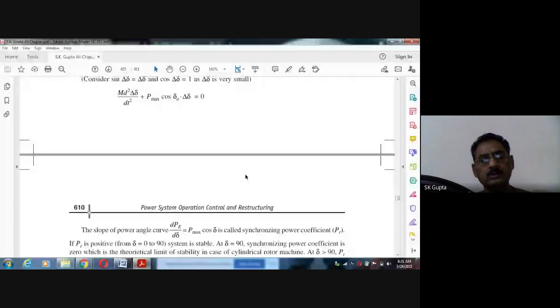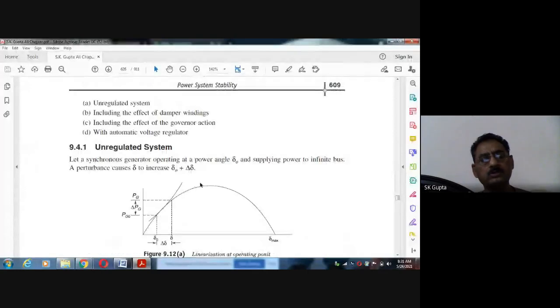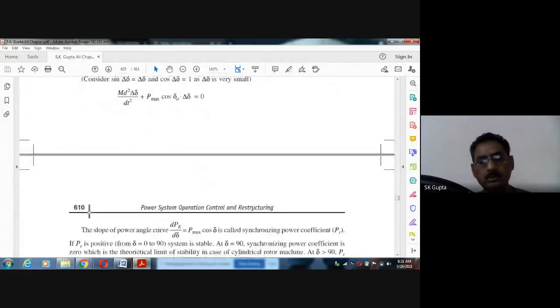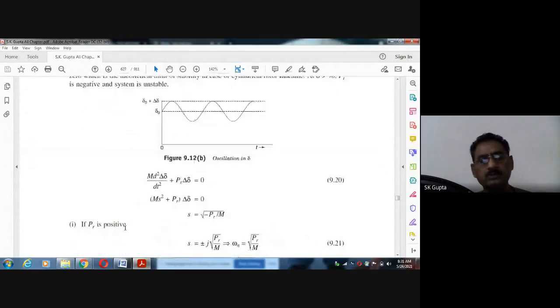Pr is nothing but P max cos delta 0. So cos 0 is equal to 1 here, and here 0. So from here to here it will be positive, here it will be negative. So now, let Pr be positive, which means we are working in the 0 to 90 degree range.